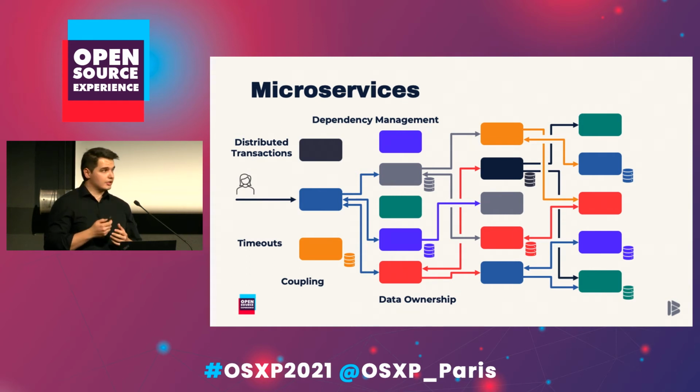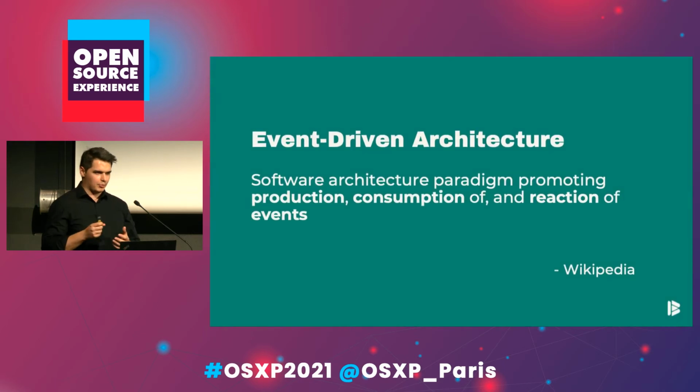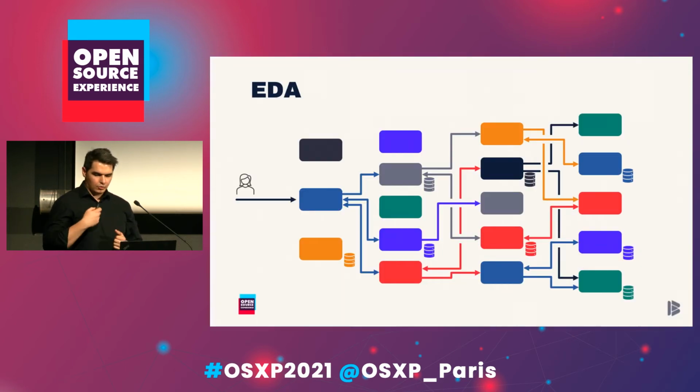Yeah, so this is where event-driven architectures came into place. I went to Wikipedia, searched what event-driven architectures are, and I found this: event-driven architectures are a software architecture paradigm promoting production, consumption, and reaction of events. So right now, we don't really have the database as the center of our architectures. We now have events as the center of our architecture. So how does it look?